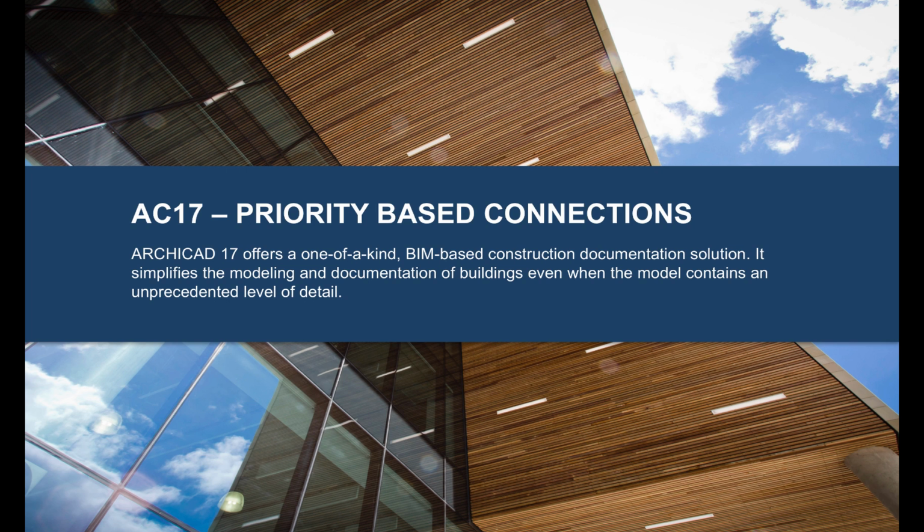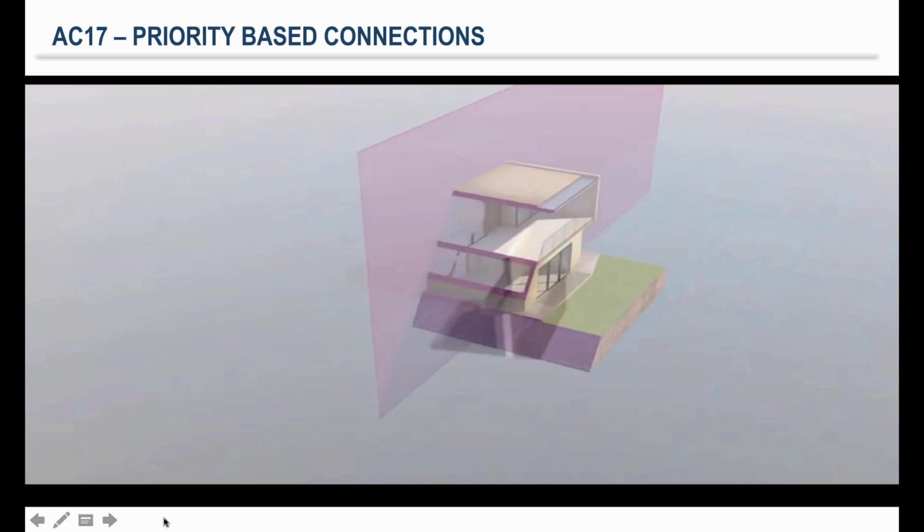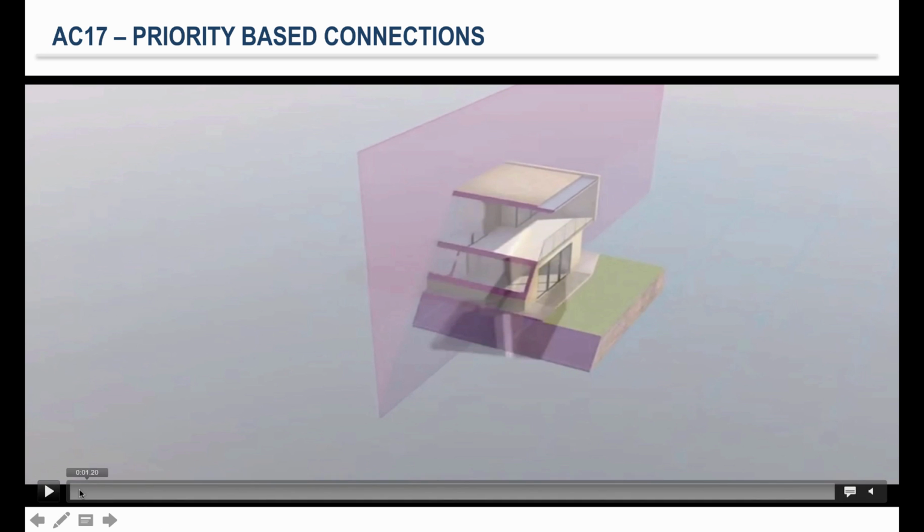ARCHICAD 17 introduced priority-based connections, the BIM-based construction documentation solution. It simplifies the modeling and documentation of the building, even when the model contains high levels of detail. Here's a video of the priority-based connections in action.